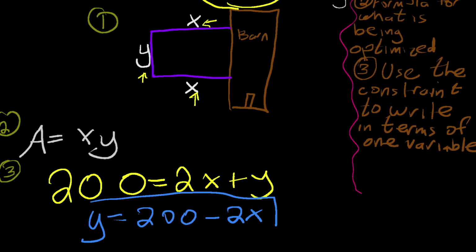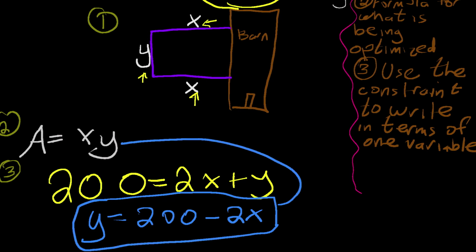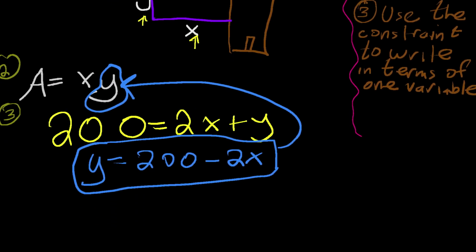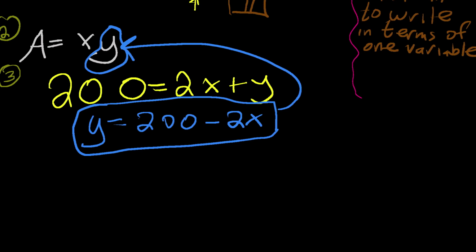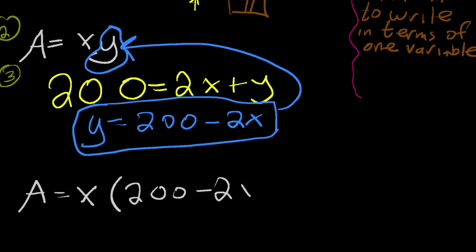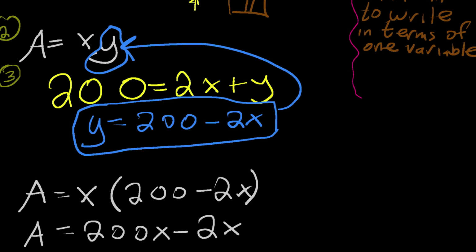And so then what you can do is grab this guy and plug it back into your formula from the area, and then you have a new formula for the area. The area is simply equal to x times 200 minus 2x, which means that the area is equal to 200x minus 2x squared.